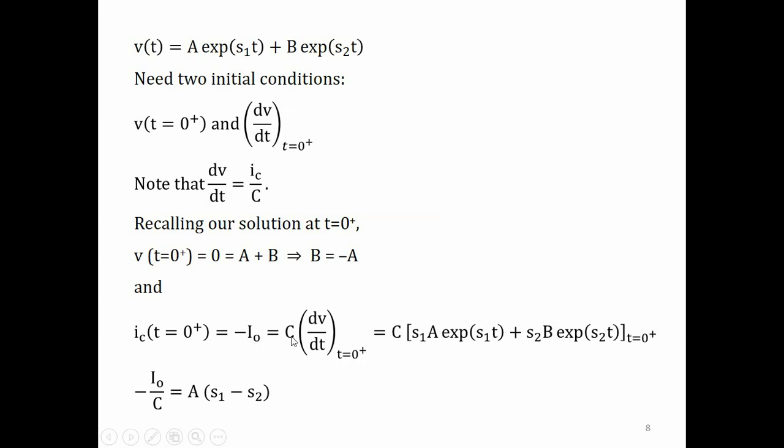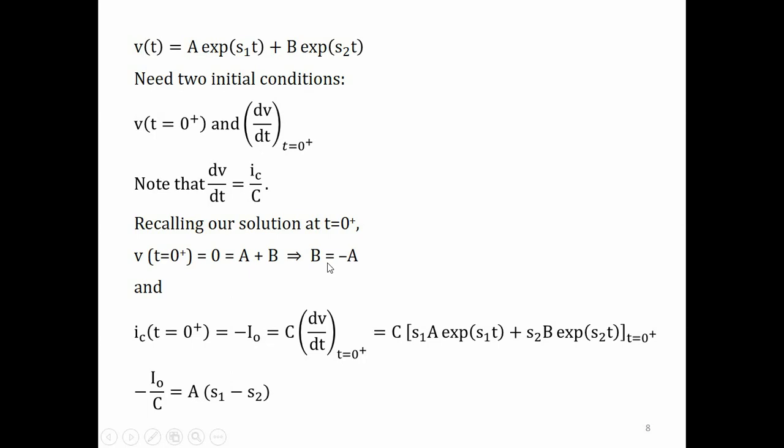of this. So here C multiplied by the derivative of this, which is a s1 e raised to s1t plus b s2 e raised to s2t at t equal to 0 plus. And then the exponential terms go away, and so we'll get C into S1A plus S2B equal to minus I0. And A is equal to minus B. So putting it all together, we'll get minus I0 divided by C equal to A into S1 minus S2. So we've determined A, and of course, therefore, B also.